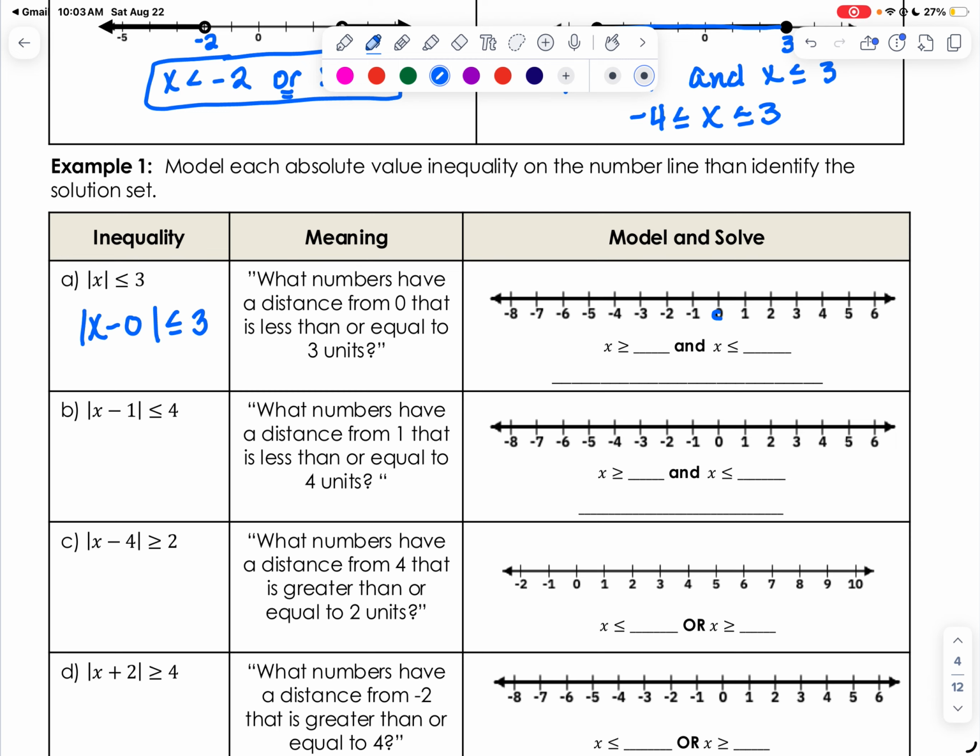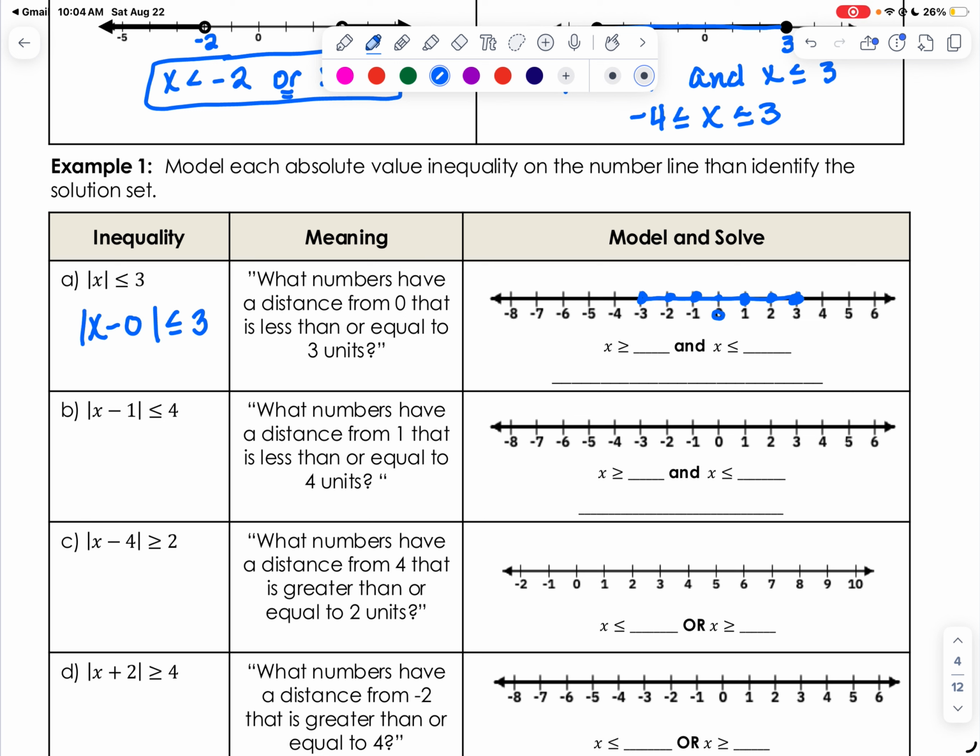So here's 0 on our number line. If I go out 3 units to both sides, here's +3 and -3. What numbers have a distance that is less than or equal to 3? Well, 1 has a distance that's less than or equal to 3 because 1 is 1 unit away from 0. 2 is 2 units away from 0, and that's less than or equal to 3. Same thing with -1 and -2. So the solutions to this inequality lie in between -3 and 3.